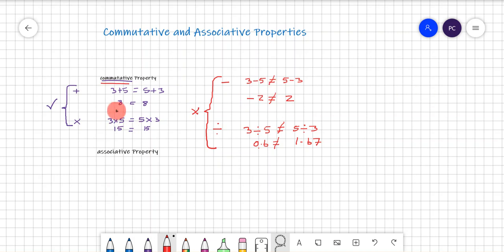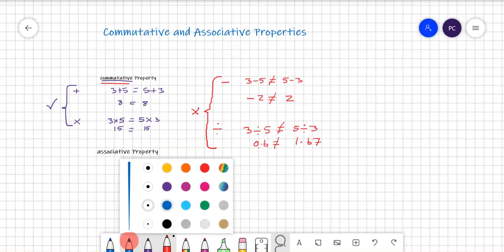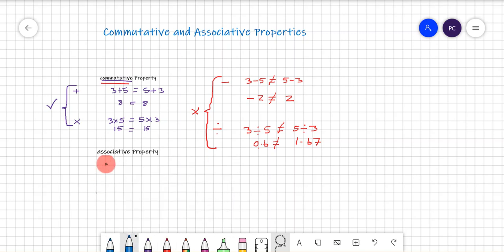So these are very important properties when it comes to carrying out arithmetic and particular problems. The way that you carry out the problems, depending on the operations at play, will have a big impact on the answer that you get. The next thing I want to look at is this associative property.